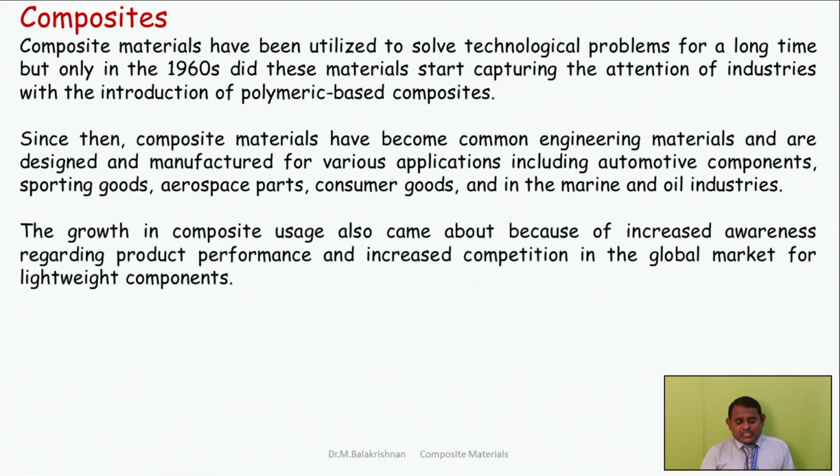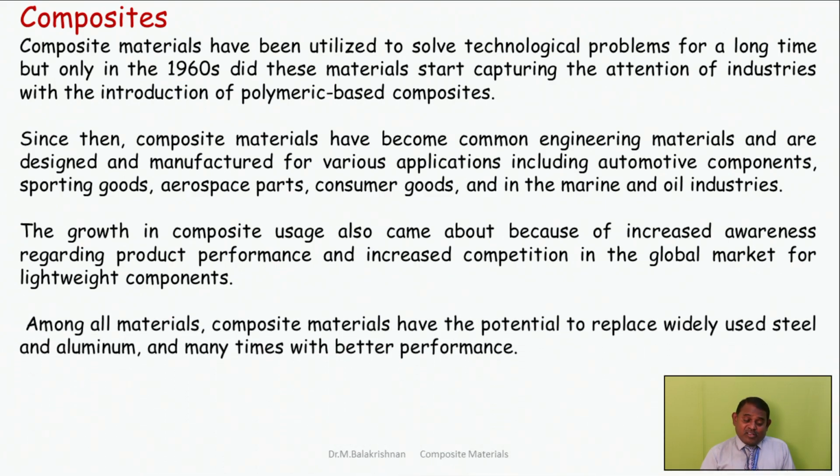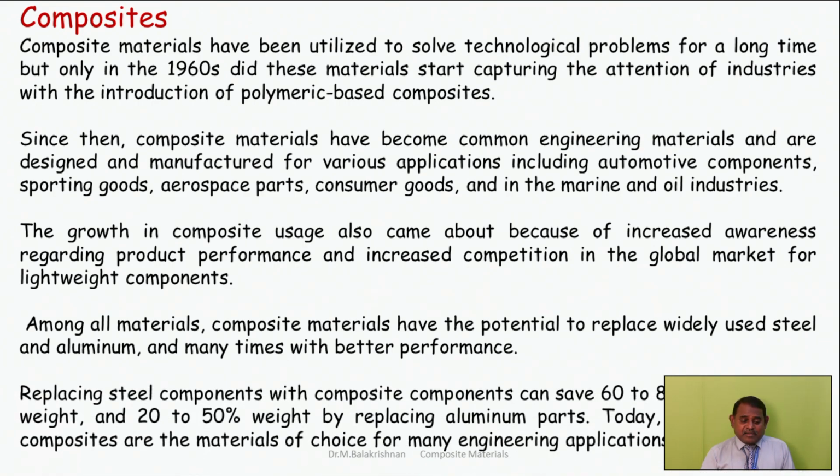The growth in composite usage also came about because of increased awareness regarding product performance and increased competition in the global market for lightweight components. Among all the materials, composite materials have the potential to replace widely used steel and aluminium, and many times with better performance. Replacing steel components with composite components can save 60 to 80% of the component weight, and 20 to 50% of the weight by replacing aluminium parts. Today it appears that composites are the material of choice for many engineering applications.